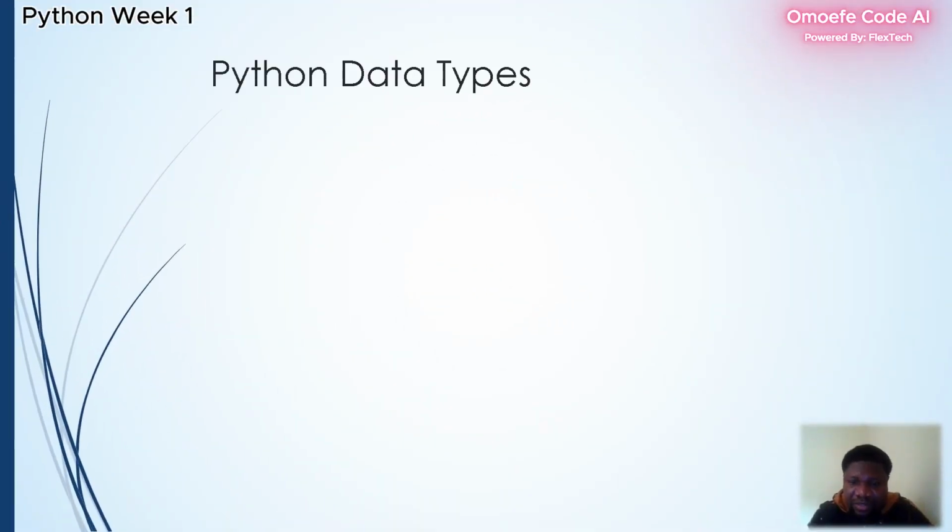Now, Python data types. Python provides several data types. String stores text, integer stores whole numbers, float stores decimal values, boolean stores true or false. Now let's see them in practice.